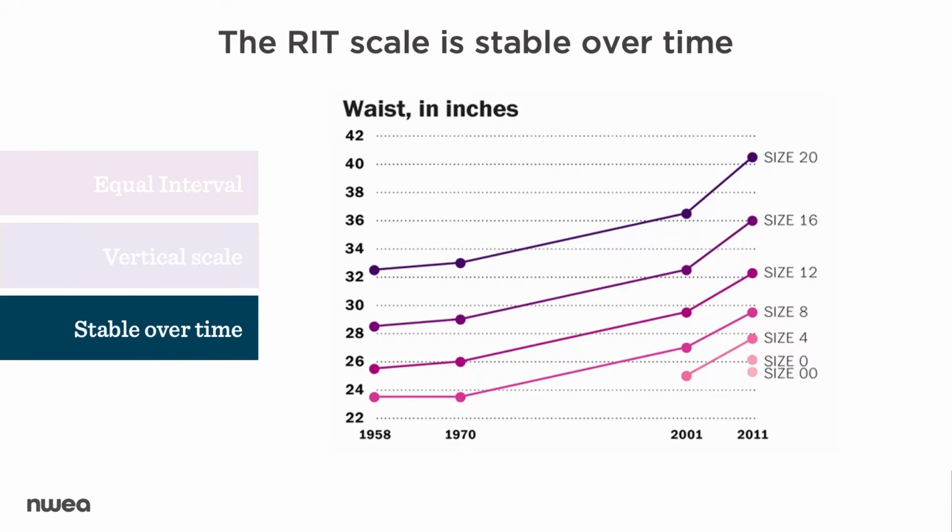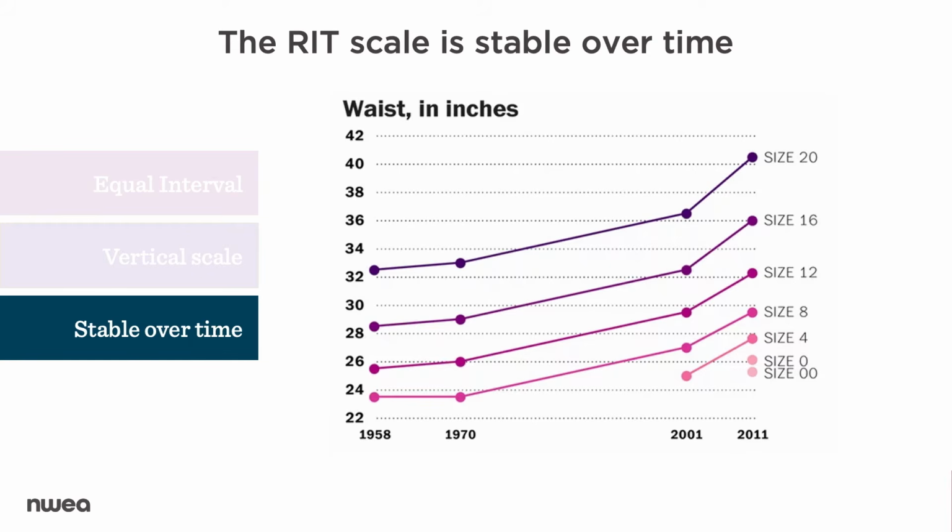Back in 1970, a 26-inch waist might have been labeled a size 12. Today, that same waist might be a size 0. The body didn't change, the scale did. That's what happens when a scale isn't stable over time. You can't compare sizes from one decade to the next. And anyone who's ever tried to squeeze into that pair of vintage jeans knows this firsthand.